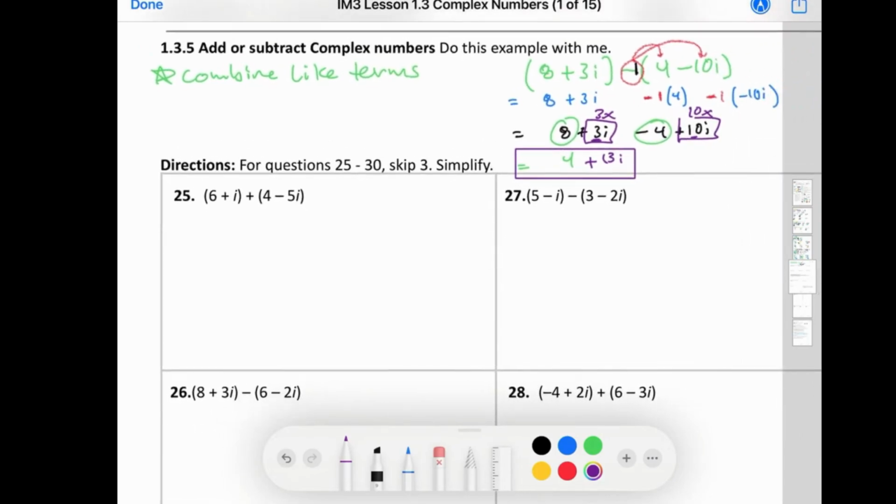For questions 25 to 30, go ahead and skip 3. Your directions are to simplify these, and go ahead and press play when you want to see me do it step by step, or you just want to check your answers.